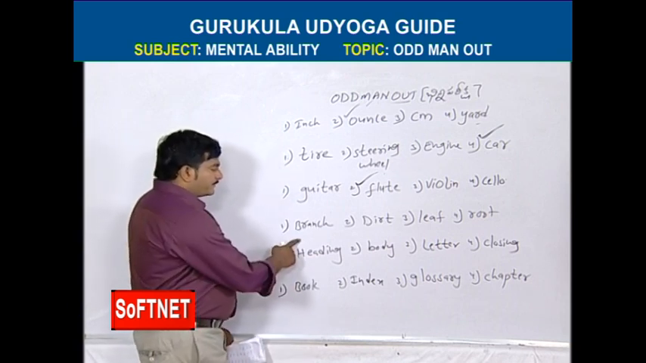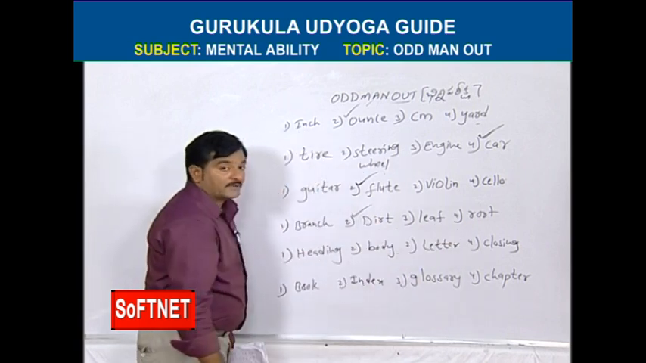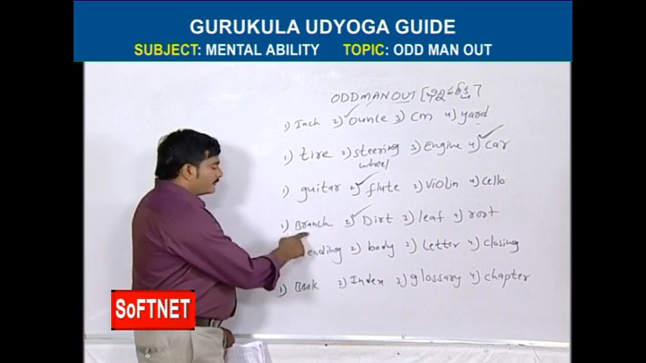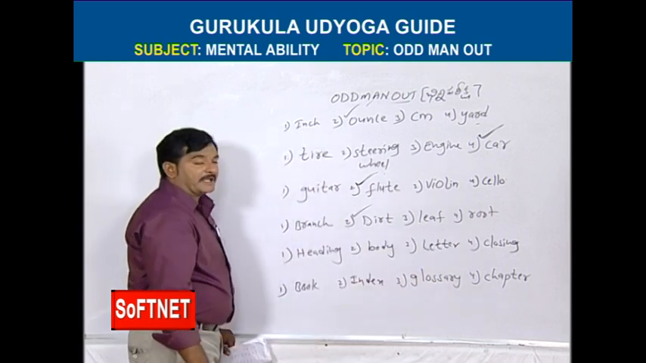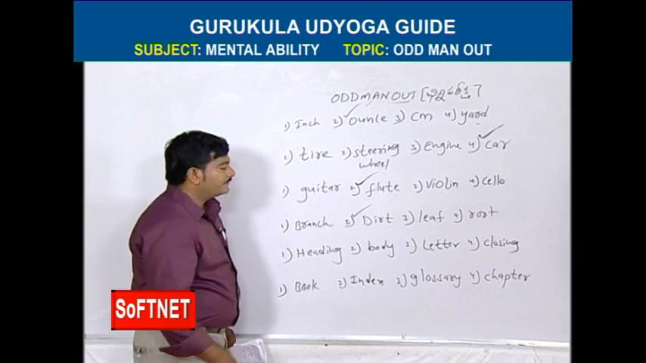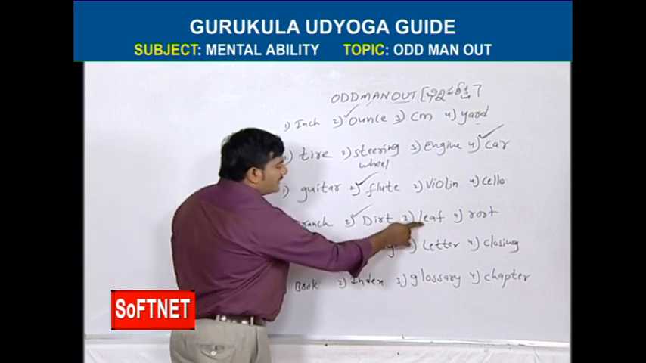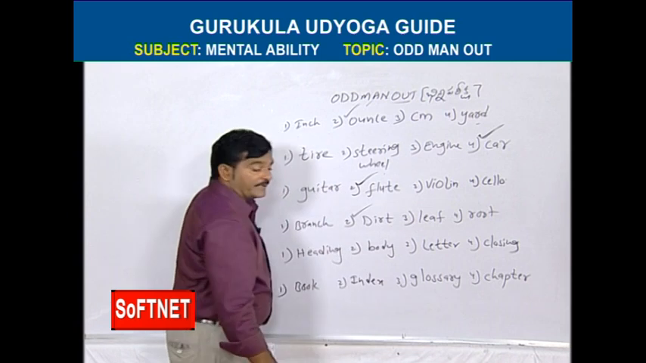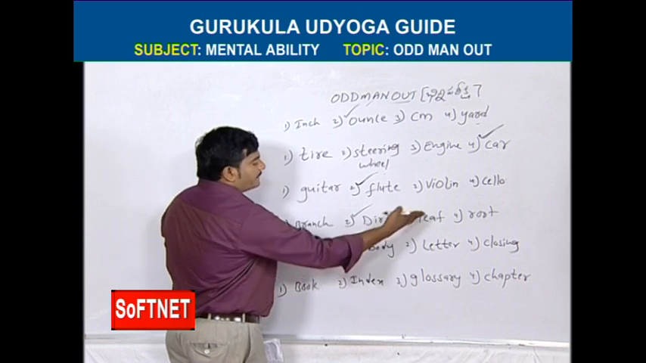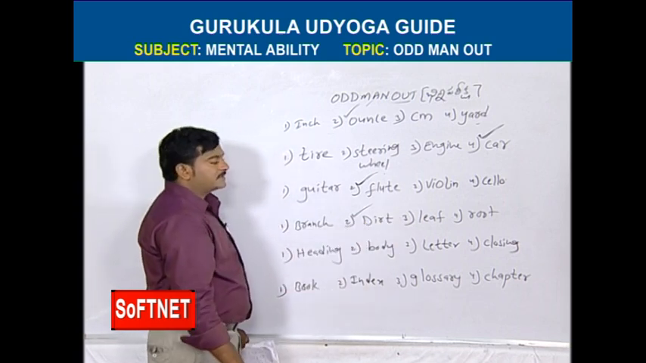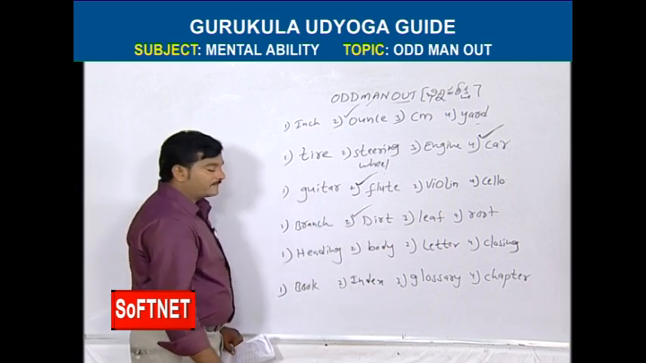Now branch, dirt, leaf, root. The answer is clearly dirt. Why? Branch, leaf and root, these three are parts of a tree, but dirt is not part of a tree. Branch annam, komma annam; leaf annam, aaku annam; root annam, veru annam. Dirt in the sense of dust particles, dust annam. So ఈ దుమ్ము అనేది దాంట్లో భాగం కాదు. That's why the answer for this question is the second option. The remaining three are parts of a tree, whereas dirt is not.